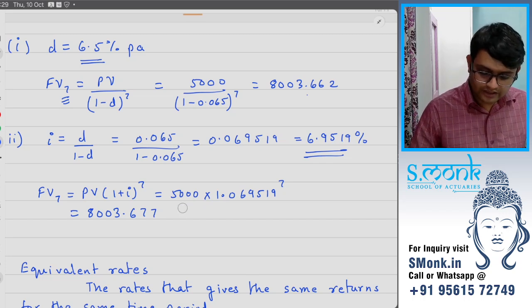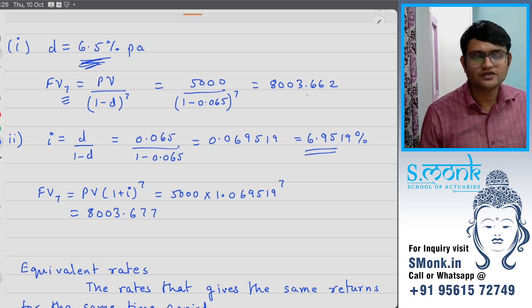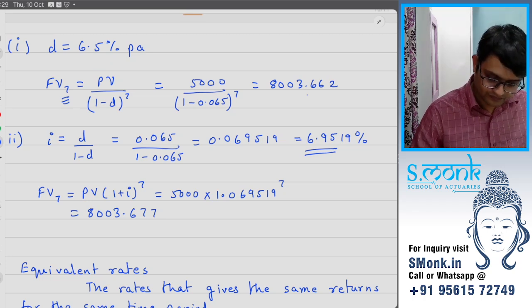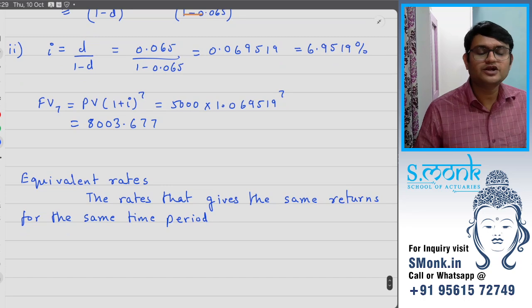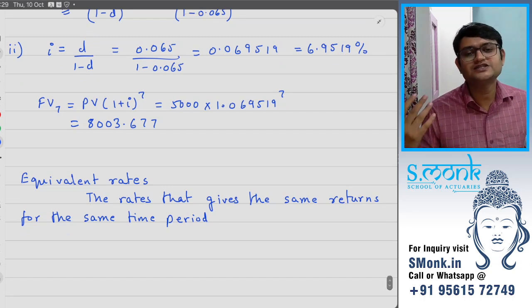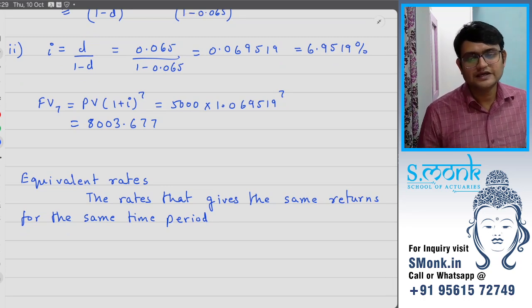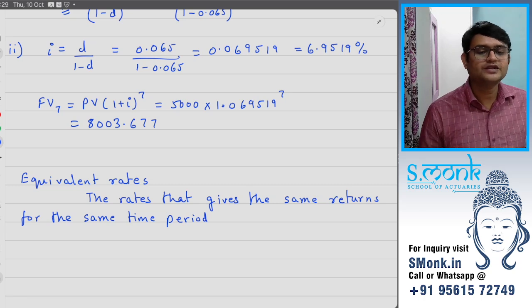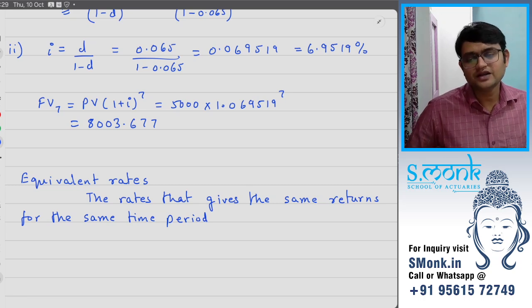They are not equal. Clearly 6.95 is not equal to 6.5. They are not equal, they are equivalent. So if they give me the same returns, or you may say if they give me the same cash flows for the same time period, then they will be called equivalent rates.